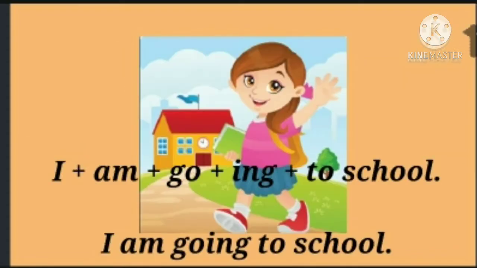So I is my subject. After that, I always write am in the continuous. Then my verb 1, that is go. To that go, I need to add ing. And after ing will come my object, that is to school. So when I join it, it becomes I am going to school. So always with I will come am. And to the verb, I add an ing. So this becomes the formation of my present continuous tense.